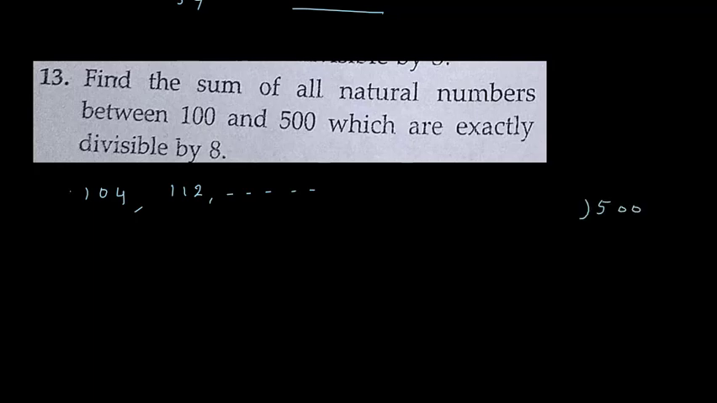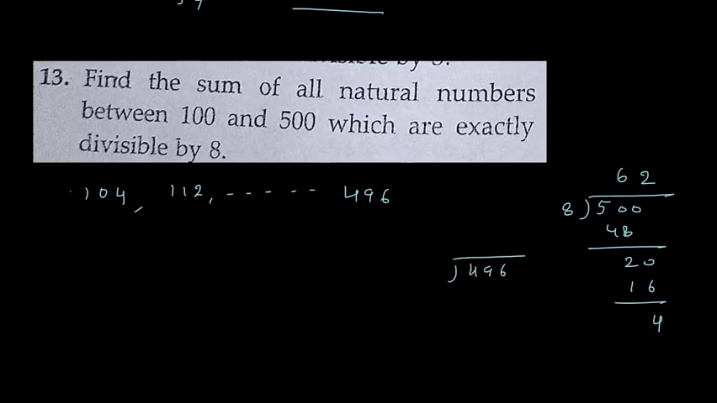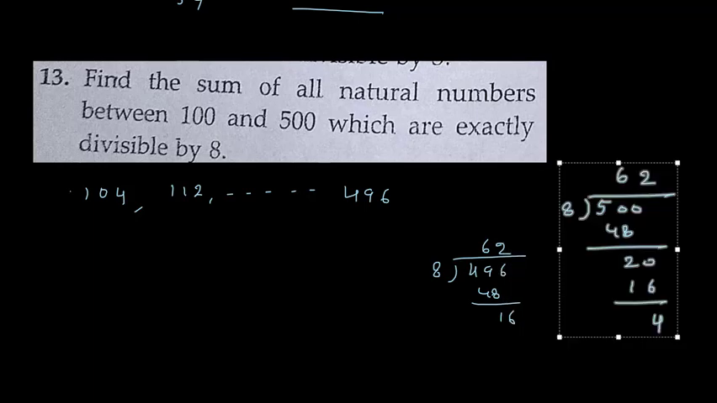So when I divide this 500 by 8, 8 sixes are 48, I will get 2 here, 20, 8 twos are 16, I will get 4. Okay, so 504, or I will subtract 4, that is 496. So here 496 is again divisible by 8. You can check: 496 divided by 8, 8 sixes are 48, 16, 8 twos are 16, 62.